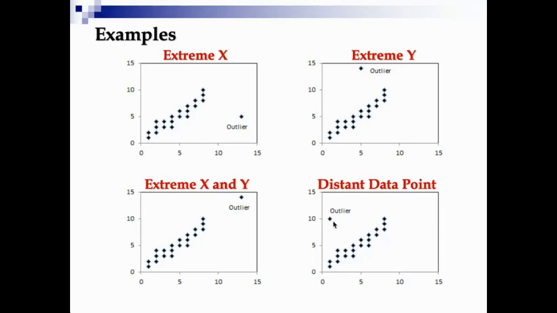And so this is close to 10, or between 0 and 10 in terms of its X value. In terms of its Y value, the Y values all go between 0 and 10, and this is also between 0 and 10. So it's not extreme in terms of our X and Y, but it doesn't follow the rest of our data points, right? The rest of our data points are following this pattern, and so this is still considered an outlier, and we consider that a distant data point outlier. Okay, so those are the 4 different ways that we can have an outlier based on our regression analysis.